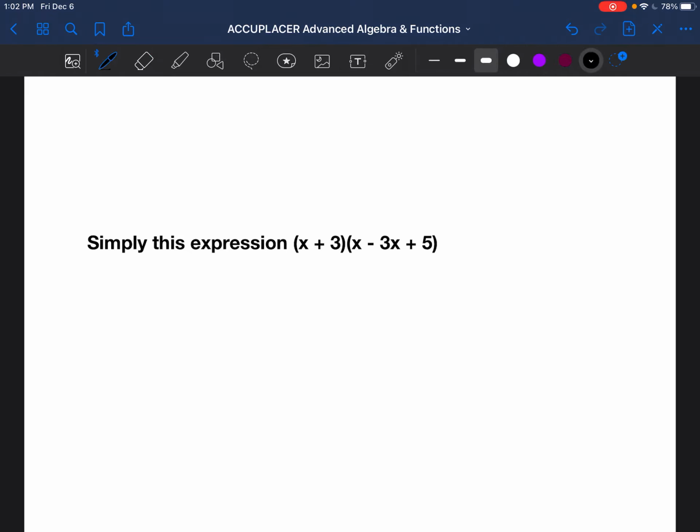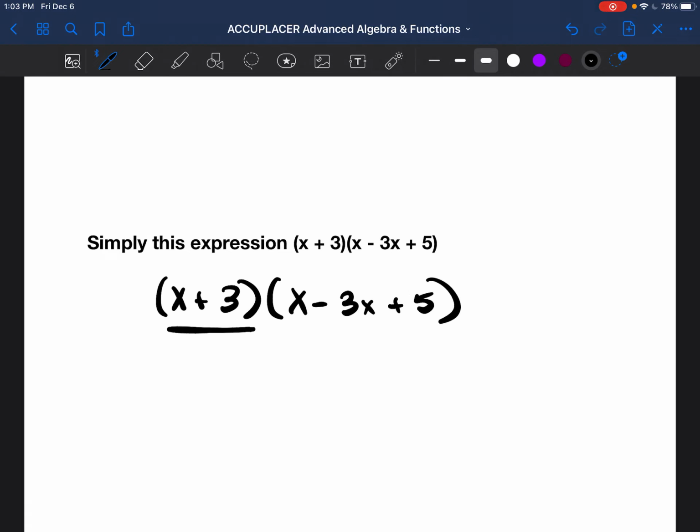So are you guys ready to do this with me? All right, so we're going to do x plus 3 times x minus 3x plus 5. Because this information is here next to a parentheses with terms in them, we are going to distribute. We're going to take the x and multiply the x by everything in the second parentheses. So that's where we're going to start.